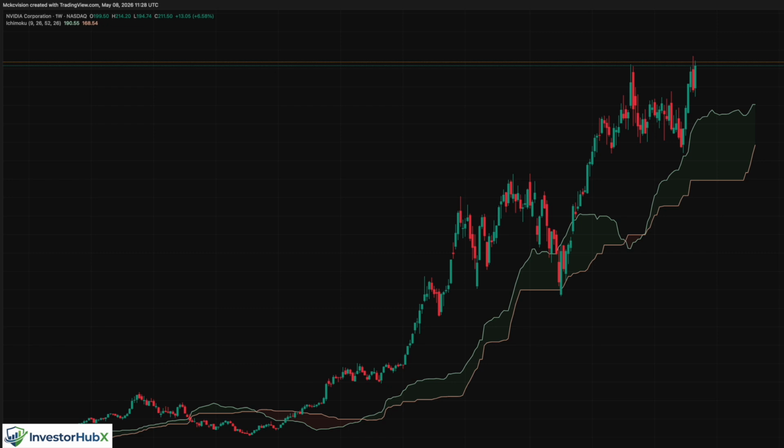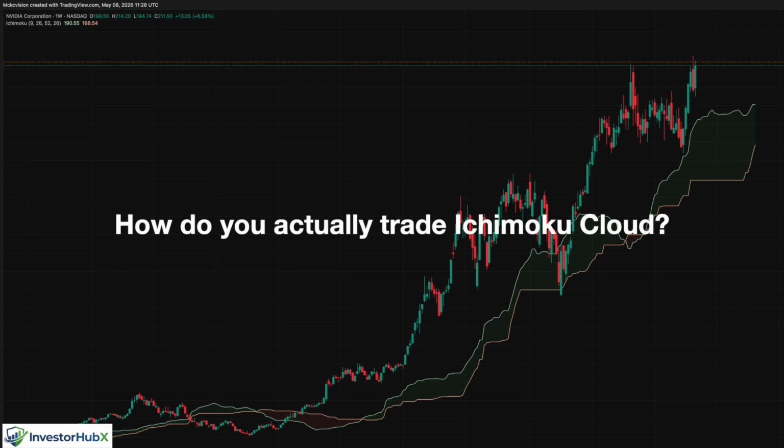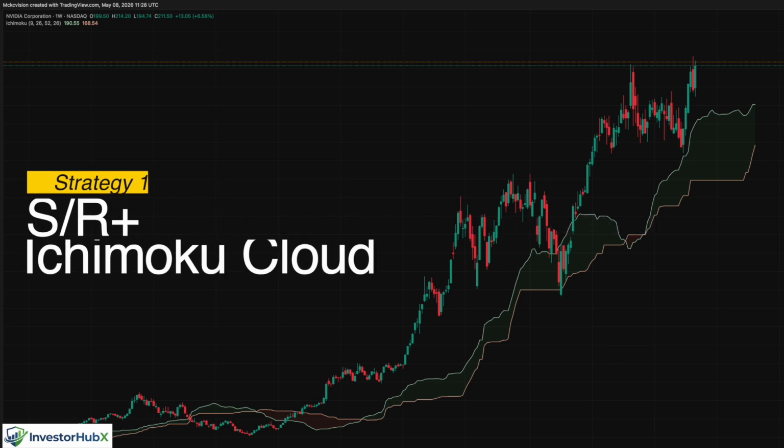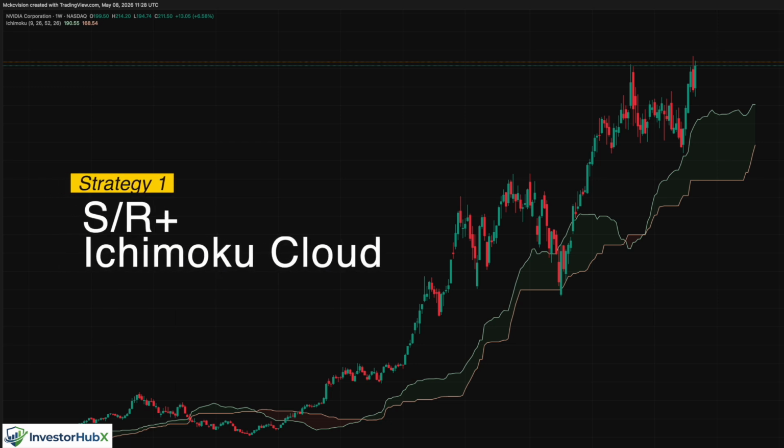So far, we've been using the Ichimoku Cloud to understand trend direction and market structure. But knowing the trend is only half the game. The real question is, how do you actually trade it? In this next section, I'll show you simple and practical strategies to use the Ichimoku Cloud. The first strategy is to combine Ichimoku with support and resistance.